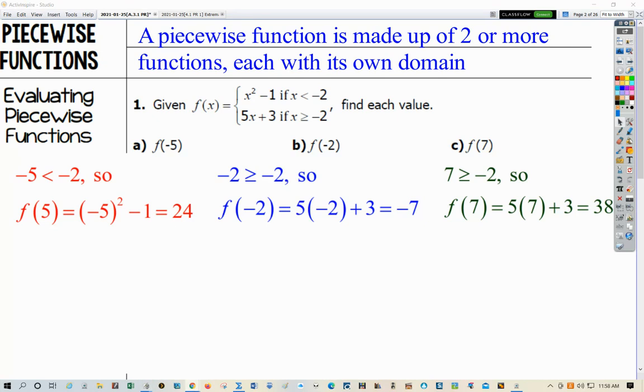You can type it in chat if you want to. Questions for Madeline. What makes this a little tougher, this piecewise function?